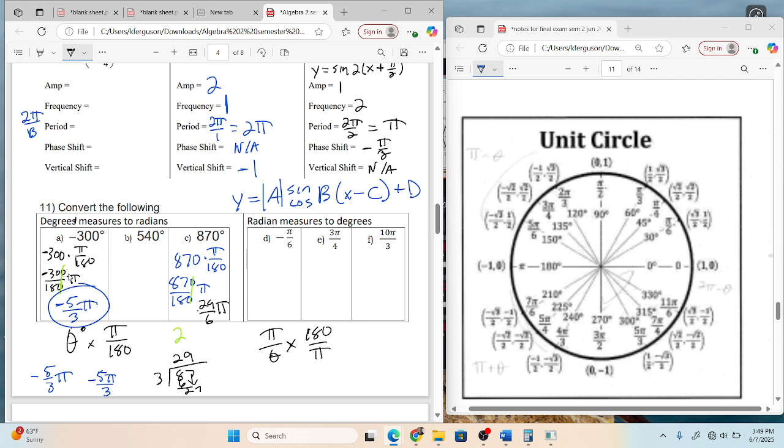Again, if you start with a negative, the negative doesn't go anywhere. So the negative stays. I'm going to leave 540 for you. And then we're going to go over here and do radians to degrees.